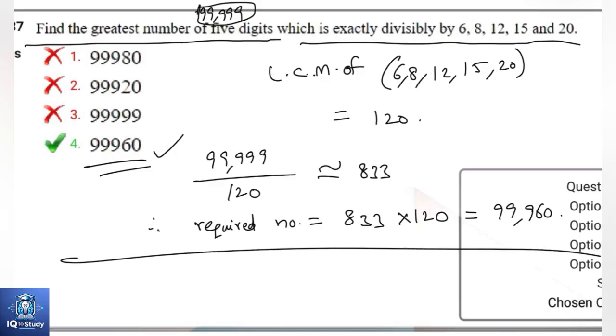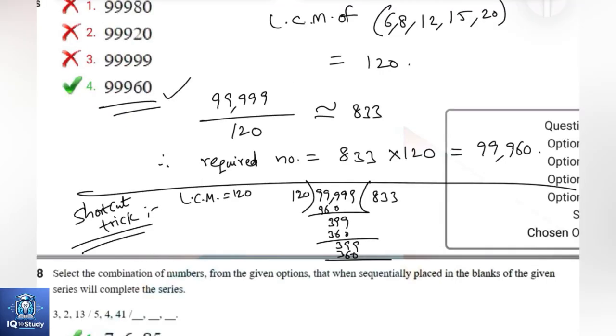This can also be simplified using a shortcut trick. Let's take the LCM of those numbers, which is equal to 120, and with that 120, divide 99,999, and the remainder is equal to 39. Now subtract 39 from 99,999, which is equal to 99,960.